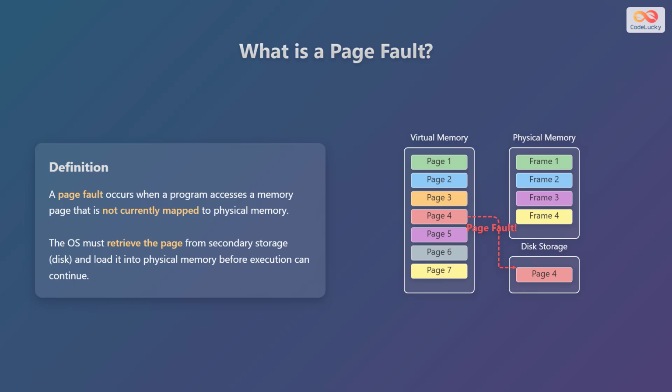So, what exactly is a page fault? A page fault happens when a program tries to access a memory page that isn't currently mapped to the physical memory. Think of it like trying to find a file in your computer's folders, but it's not there. When this happens, the operating system must retrieve the required page from secondary storage, like a hard drive, and load it into physical memory before the program can continue running. In simpler terms, the operating system needs to fetch the missing piece of data from the disk and put it into the main memory so the program can use it.